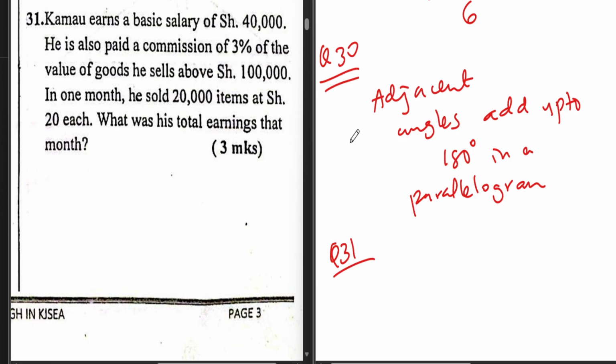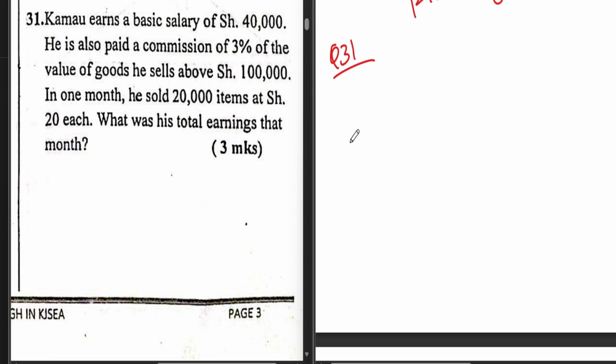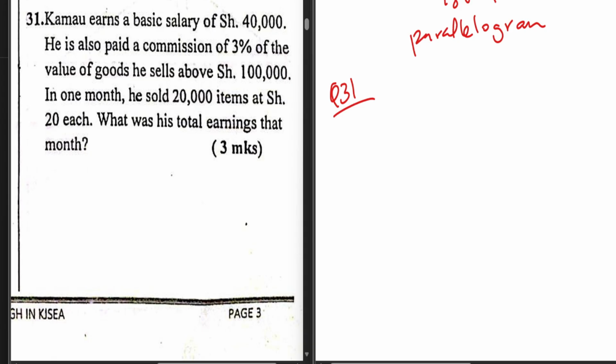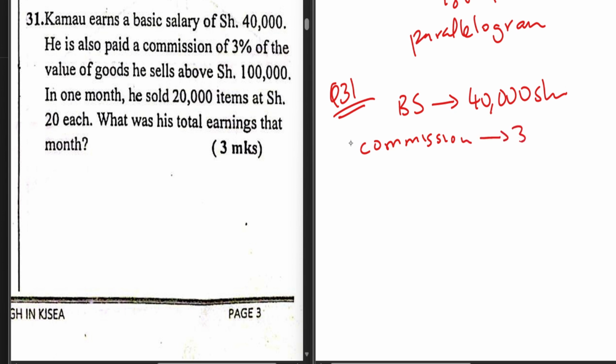Question 31. Kamau earns a basic salary of 40,000 shillings. He's also paid a commission of 3% of the value of goods he sells above 100,000. So he is paid a commission above 100,000 shillings.